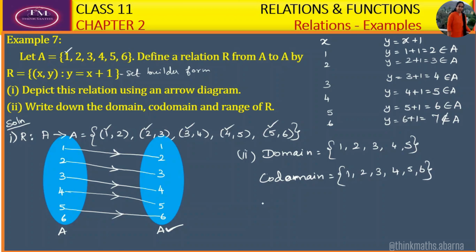This is the codomain. What do you mean by range? Range is nothing but the second element of the ordered pair in the relation. So what are the second elements? 2, 3, 4, 5, 6. So these are the range for the given relation. Okay, children? Understood? Shall we move on to the next example in the next page?